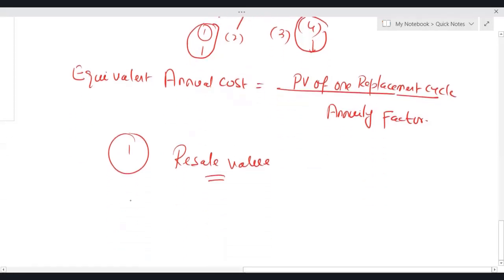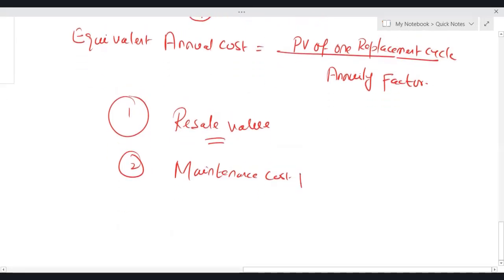Another thing is maintenance cost. Now listen carefully. Logically, the maintenance costs can rise due to two factors. One is the age of the asset. Obviously, as the asset gets older, the maintenance costs will rise. You will be spending more money to maintain, to keep the old asset. So one, the maintenance cost rises with age. Second is inflation.